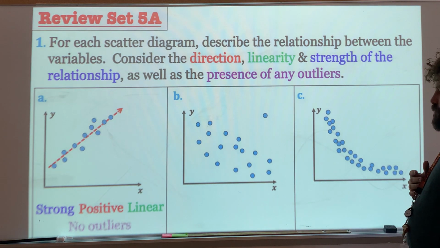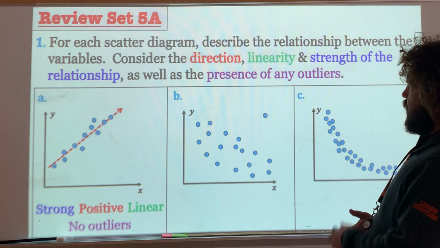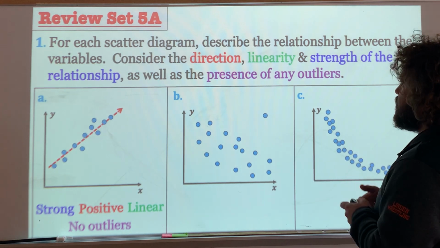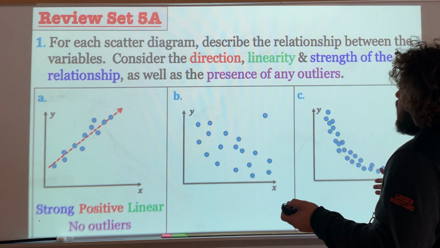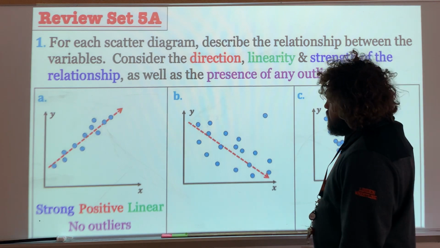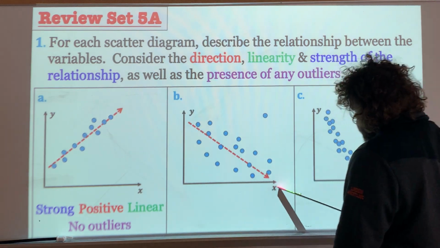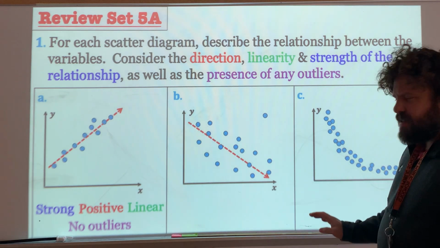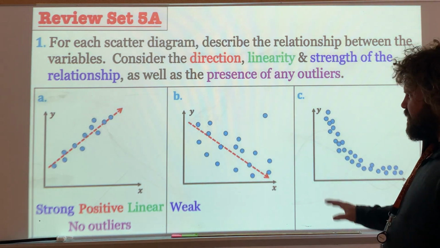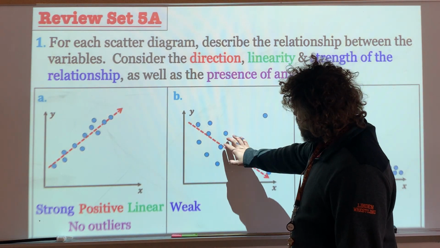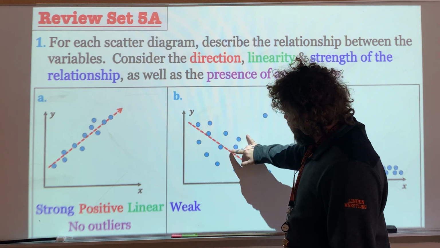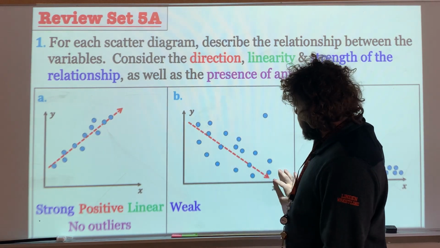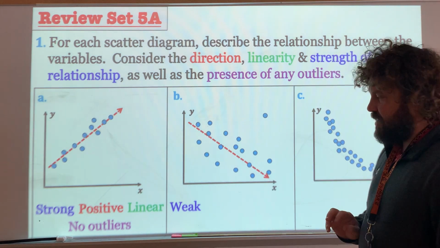All right, B. What do you say with B? Strong, weak? Let's draw a line through it. It's not terrible. I'm going to say moderate, maybe weak to moderate. The only reason I'll go with a little weaker is because these points are pretty far away from this line, even though they're kind of grouped here in a cluster.